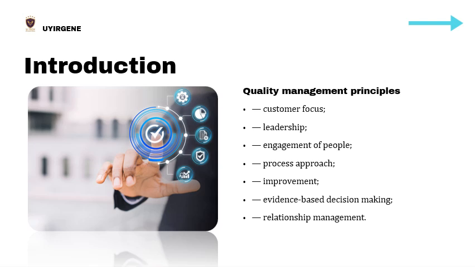The quality management system enables top management to optimize the use of resources, considering the long and short-term consequences of their decisions. A quality management system provides the means to identify actions to address intended and unintended consequences in providing products and services. The quality management principles are customer focus, leadership, engagement of people, process approach, improvement, evidence-based decision-making, and relationship management.